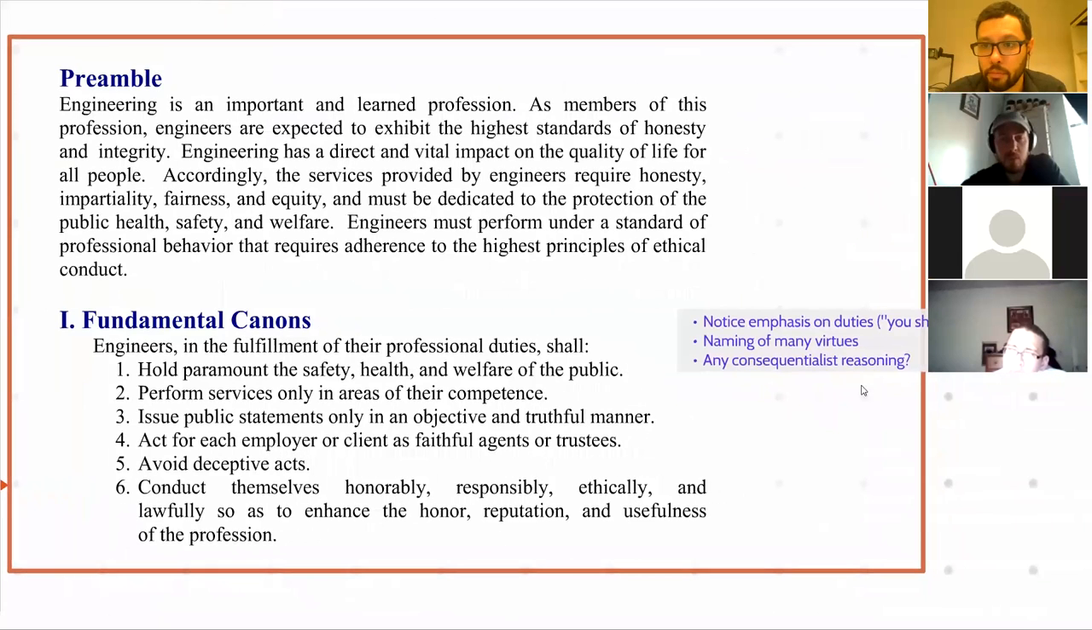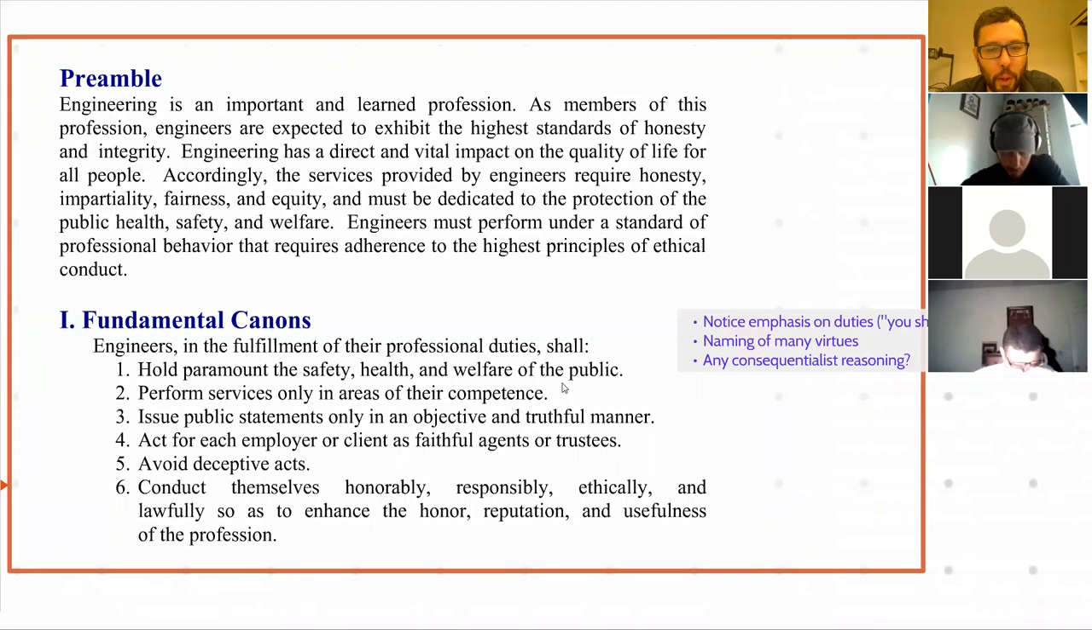Question? Oh, yes, Taylor asks, if two canons contradict, does the higher number one take priority? Yeah, I think that's right. I think it goes in decreasing priority. So the last one, enhancing the profession, is the sort of last concern that you should always think. Is it good for the profession? But the primary concern should always be the safety, health, and welfare of the public.